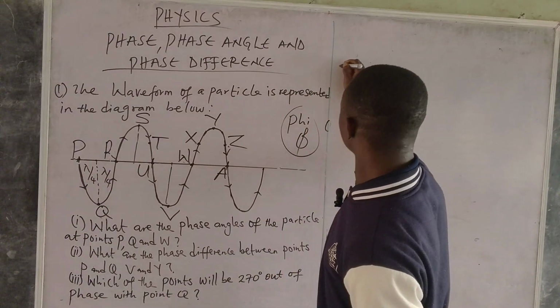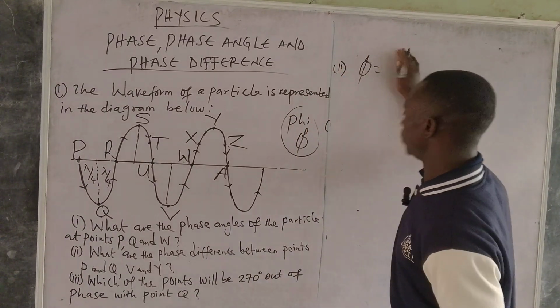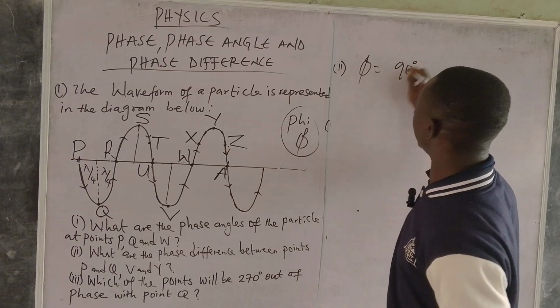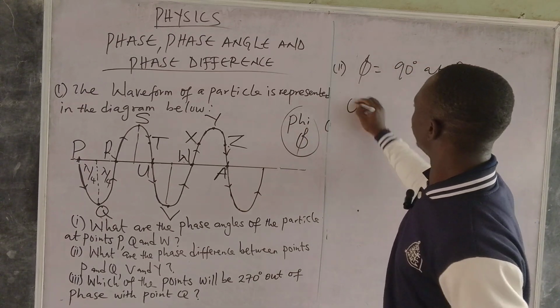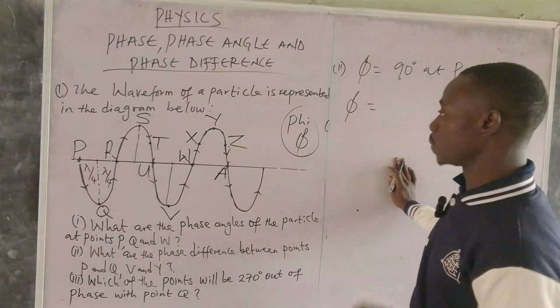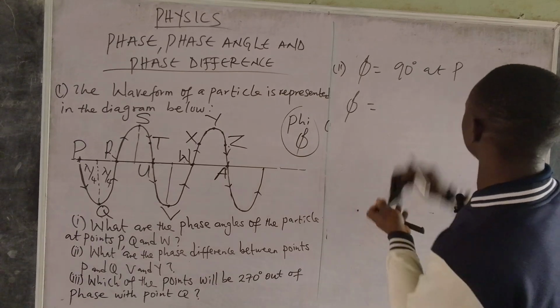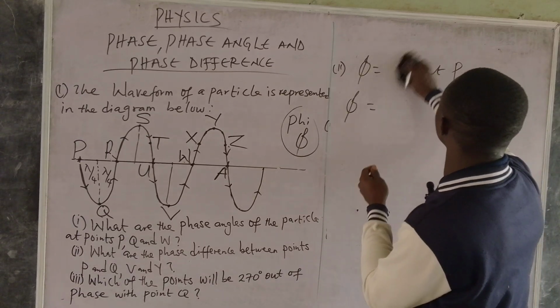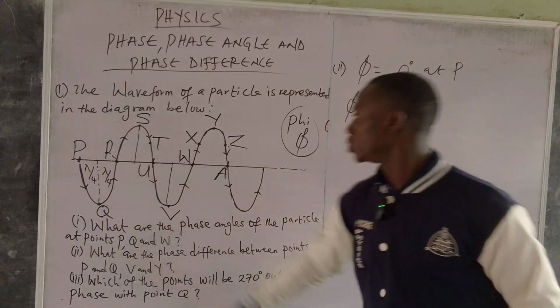Roman figure 2 now. Our phase angle phi at point P is 90 degrees. Then that's at P. So we have to find our phase angle at each point. At point Q, what's our phase angle at? Sorry, that's 0 degrees, not 90.